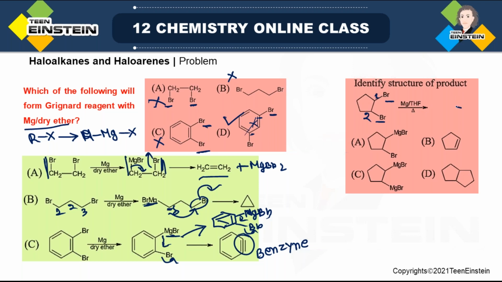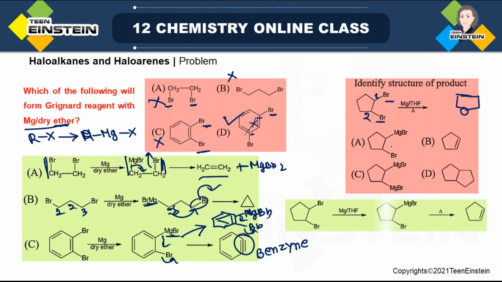THF is tetrahydrofuran, which is the solvent which is used, it is cyclic ether. This is a very good solvent. Here it is simply mentioned ether, but here it is mentioned THF. But THF is also ether, another kind of ether. It is solvent here.